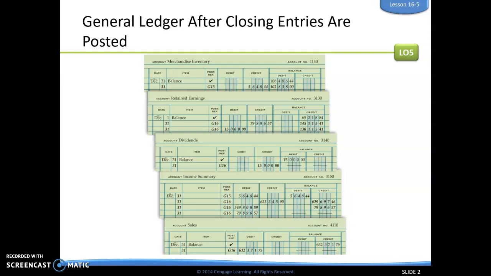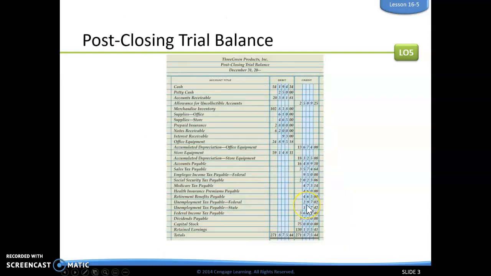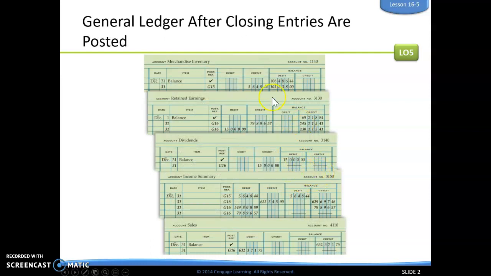So first they're just showing us our general ledger after our closing entries are posted. Notice when we are looking through, starting at dividends is where we will see that all of our accounts are closed, meaning they should be at a zero balance. They're just showing us a couple of them. Remember, in accounting, we don't want to just put zeros in there either. We do want to draw lines.